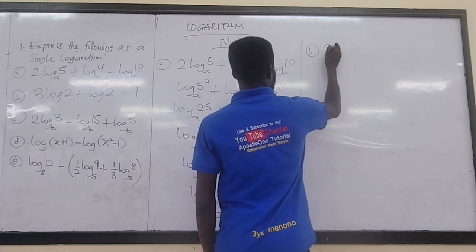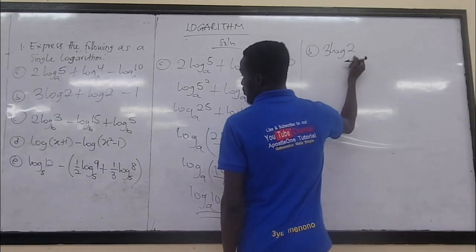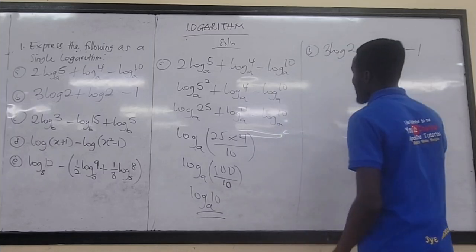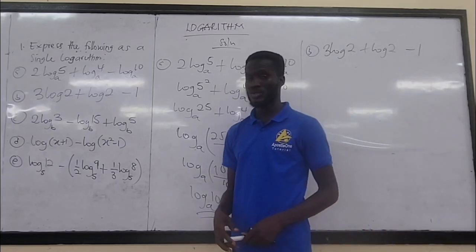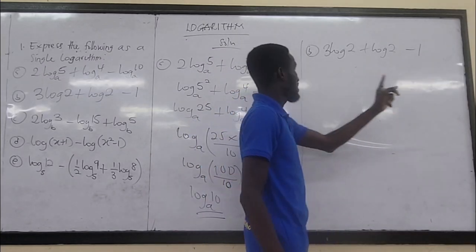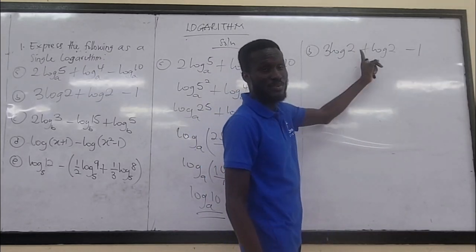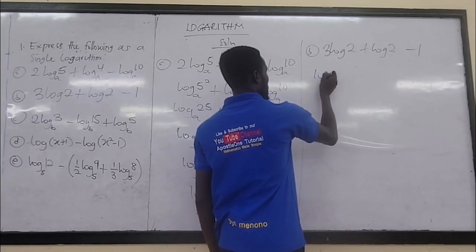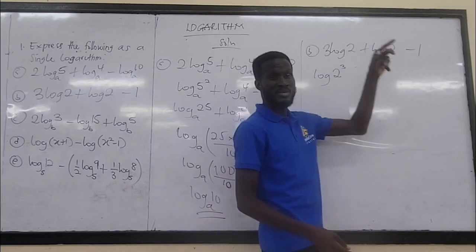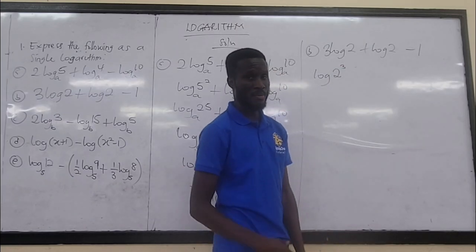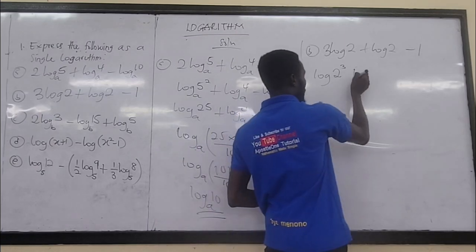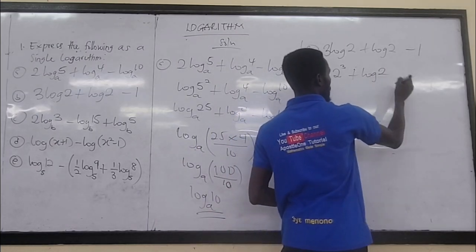Now here we have 3 log 2 plus 2, now minus 1. We are going through the same process. So we have to make sure the coefficients are all 1. First I have to bring the 3 as an exponent of the 2. So we have log 2 exponent 3. Now don't forget that this one does not have a base. It means the base is 10. Don't forget, I talked about it in the previous video. The base is 10. So at this point, I have plus log 3, log 2.